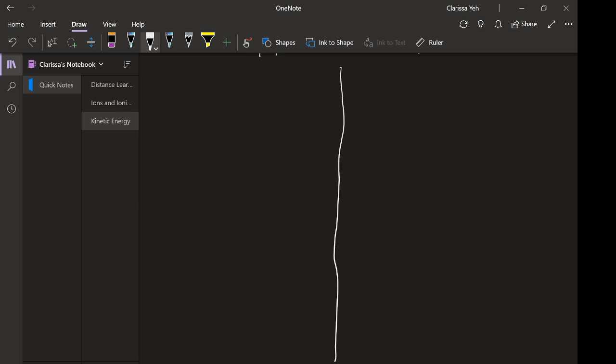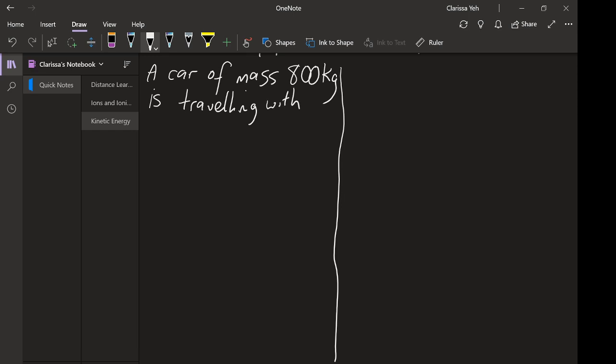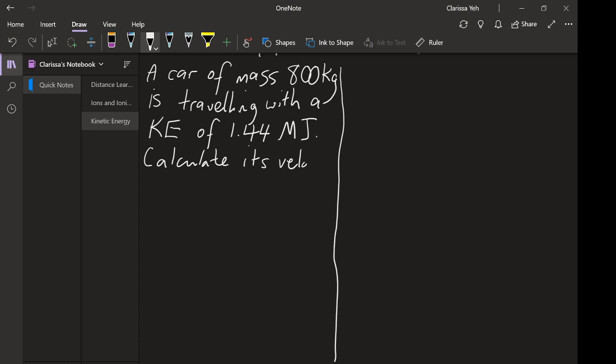Okay, say we have a car of mass 800 kilograms is traveling with a kinetic energy, I'm just going to write KE for short, of 1.44 megajoules. Calculate its velocity.